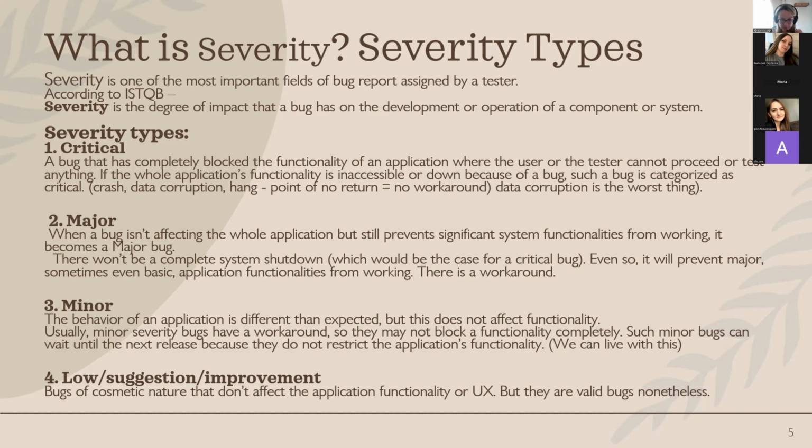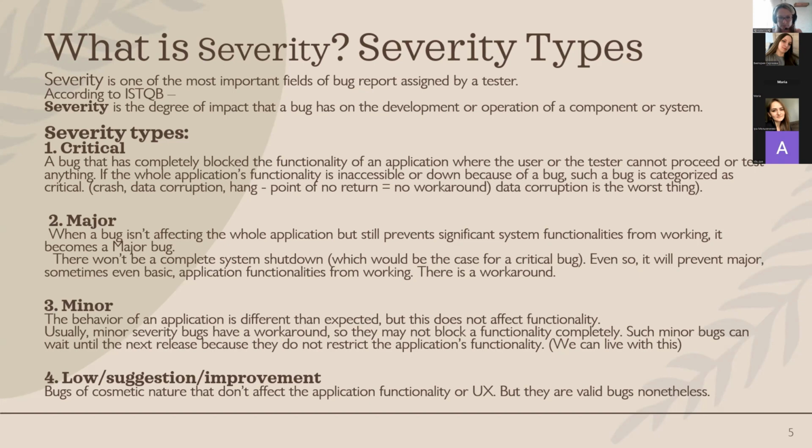According to most English language articles, we have 4 severity types. First is critical. A bug that has completely blocked the functionality of an application, where the user or tester cannot proceed or test anything. If the whole application's functionality is inaccessible or down because of a bug, such a bug is categorized as critical. The customers may report defects affecting the live application and its user experience in the production environment. These defects are also categorized by their priority and severity. It goes without saying, but regardless of who reports the bug, critical defects should be fixed immediately.